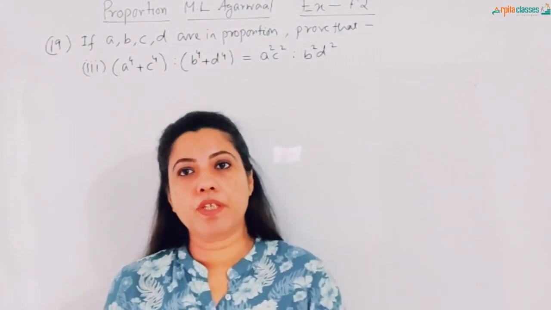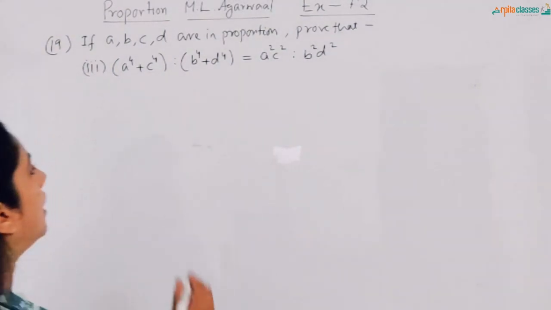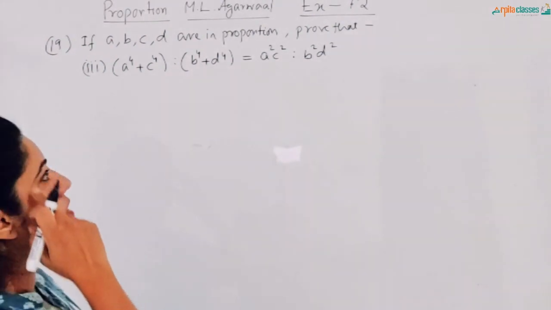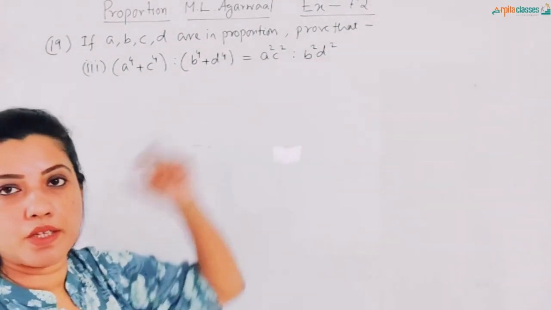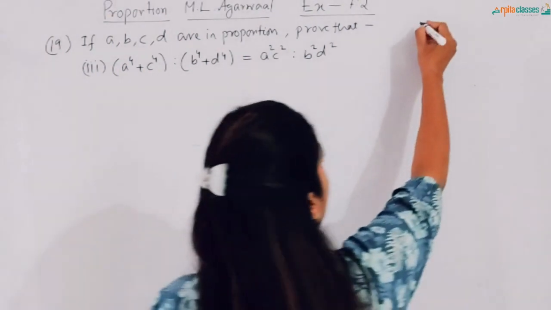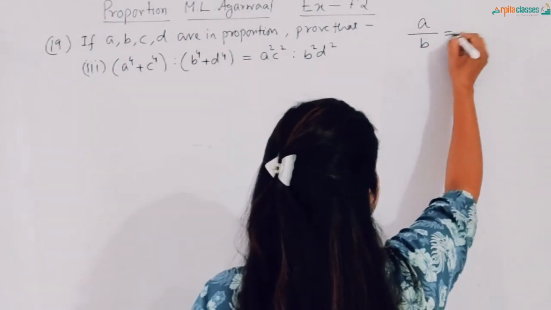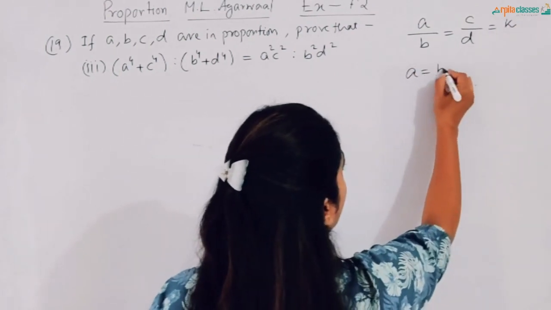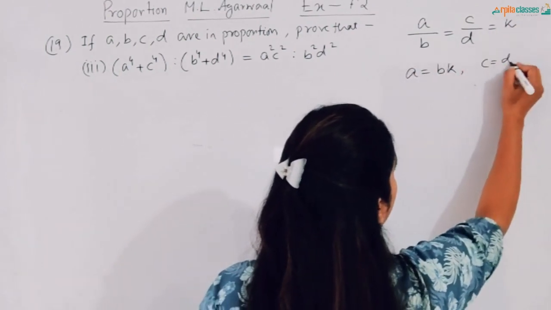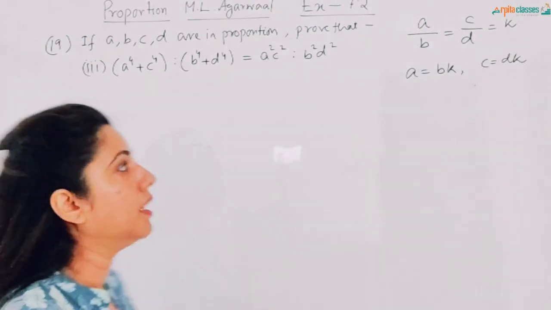Now proceed towards the third sub question. It's given (A^4 + C^4) is to (B^4 + D^4) is equal to A squared C squared is to B squared D squared. So we already have A upon B is equal to C upon D is equal to K. So A is equal to BK and C is equal to DK. This we already have.